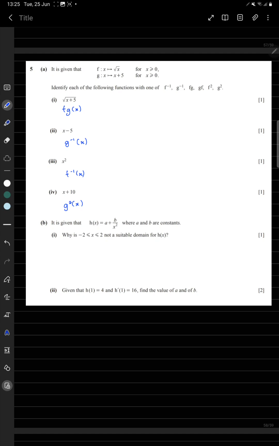Okay, now let's move on to part B. Part 1 is given that h(x) equals a plus b over x squared, where a and b are constants. Why is negative 2 to 2 not a suitable domain for h(x)? Because between negative 2 and 2 there is 0, so x cannot be 0. If x is equal to 0, the answer will be undefined.